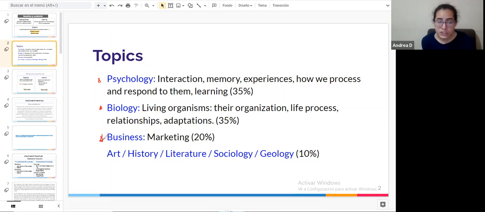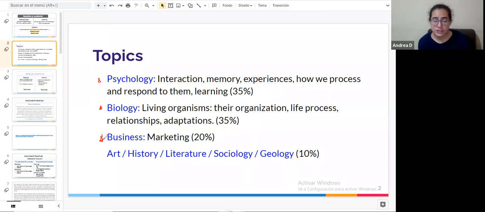When you have psychology, it is about how our brain works, memory, experiences, emotions, how we process emotions, how we respond, how we deal with them, learning, interaction with other people. That's all it is, psychology. I would say it is the easiest one because of the vocabulary thing, but it depends on how you see it.